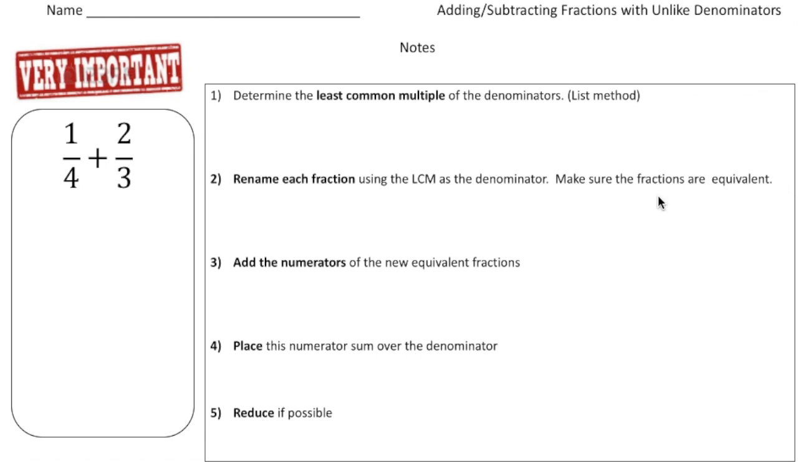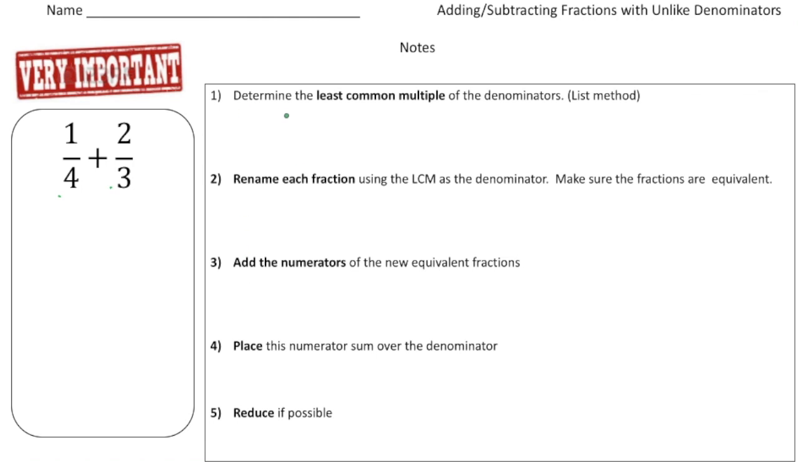Alright, so let's take a look at this first problem. We have 1/4 plus 2/3. And notice our denominators are different. It's a 4 and also a 3. So because we have unlike denominators, we need to do a few things to these fractions before we can add them. Alright, and what I've done is I've created like a 5-step plan to do that.